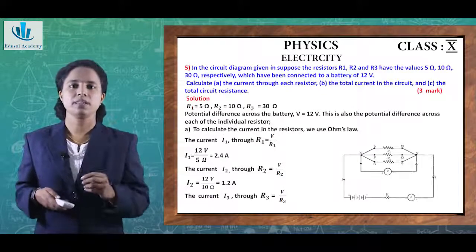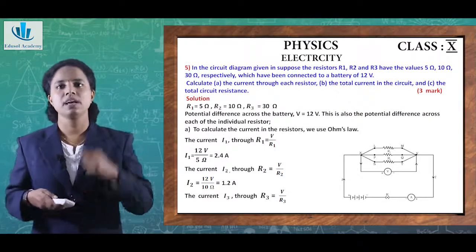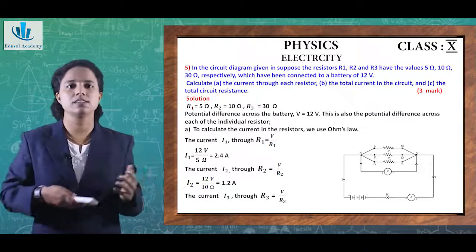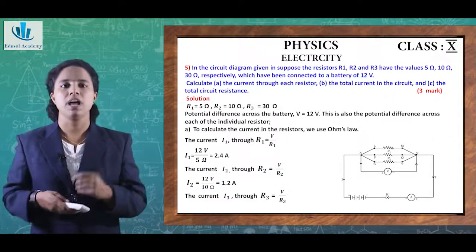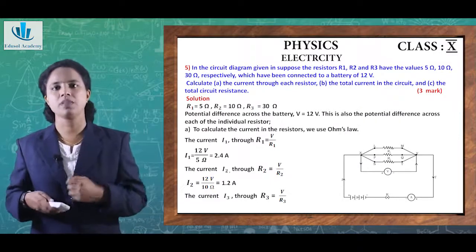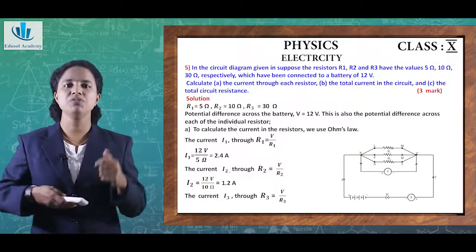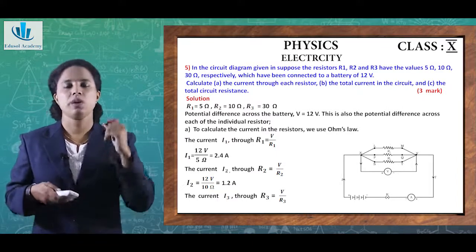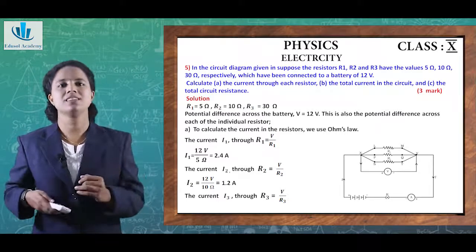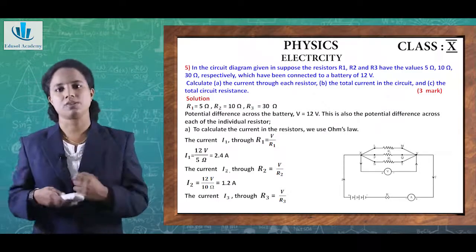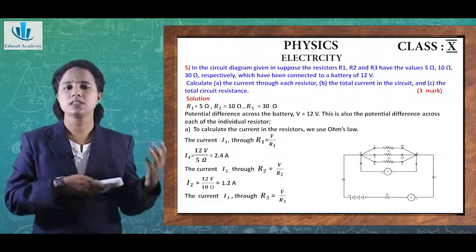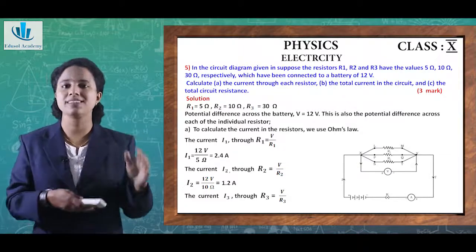Third question regarding this is, in the circuit diagram given here, suppose resistors R1, R2 and R3 have the values 5 ohm, 10 ohm and 30 ohm respectively, which have been connected to a battery of 12 volt. We are asked to calculate the current through each resistor, total current in the circuit and the total circuit resistance. So this is a 3-mark question, so it should be answered accordingly.